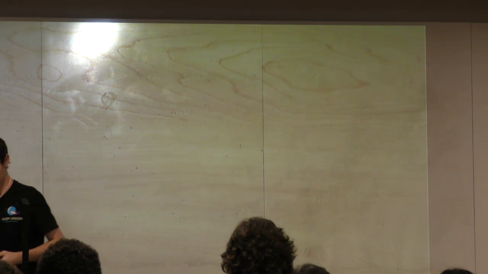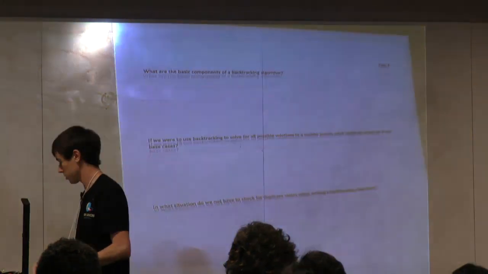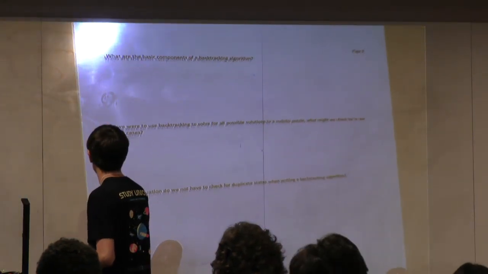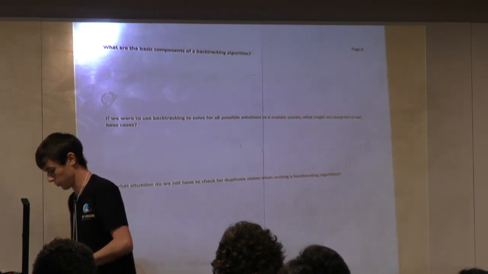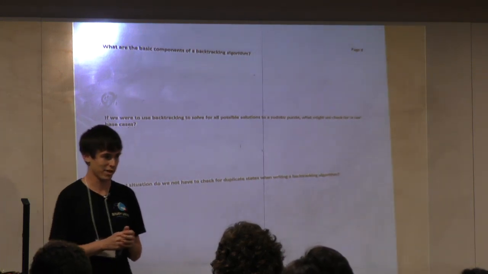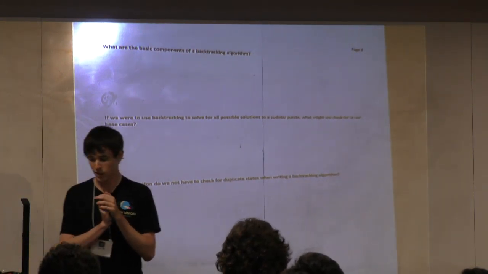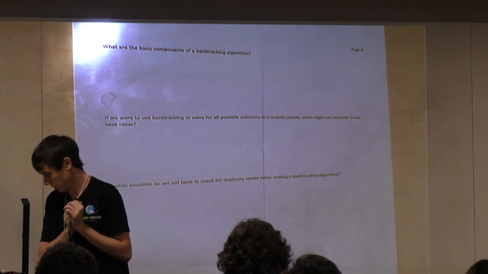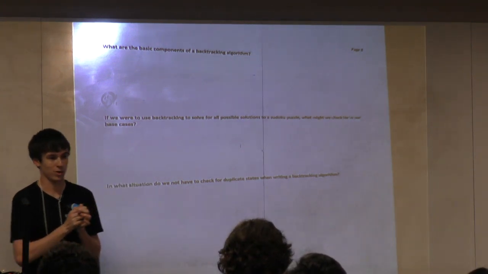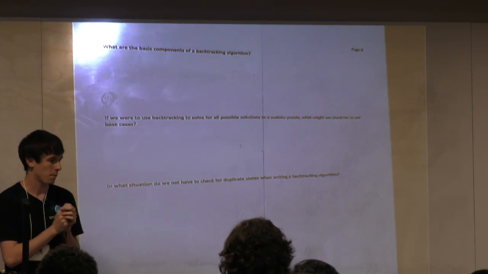So these are all theoretical questions, and I'm going to try to talk about these as much as I can because we don't really have time in this setting to do backtracking problems and write out all the code. So the first question on here was just, what are the basic components of a backtracking algorithm?